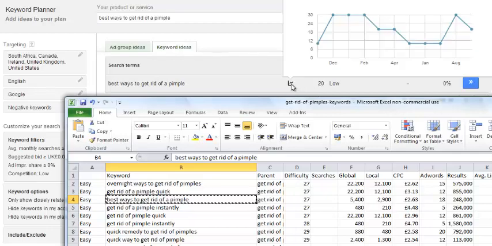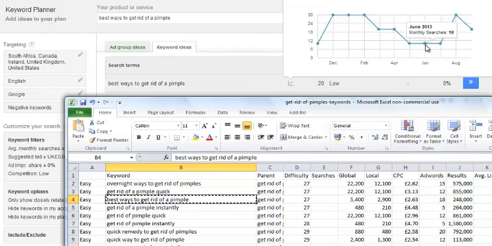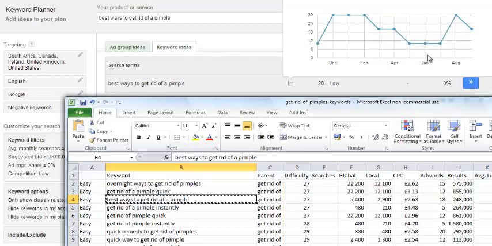Now if I show you this, you can see that around about the time that my spreadsheet was made, which was around about June, there was only 10 monthly searches for this phrase. Now below you can quite clearly see it was 5,400. So if anything, instead of it being 20 today, it should be more like 10,000 something, because it's almost double.